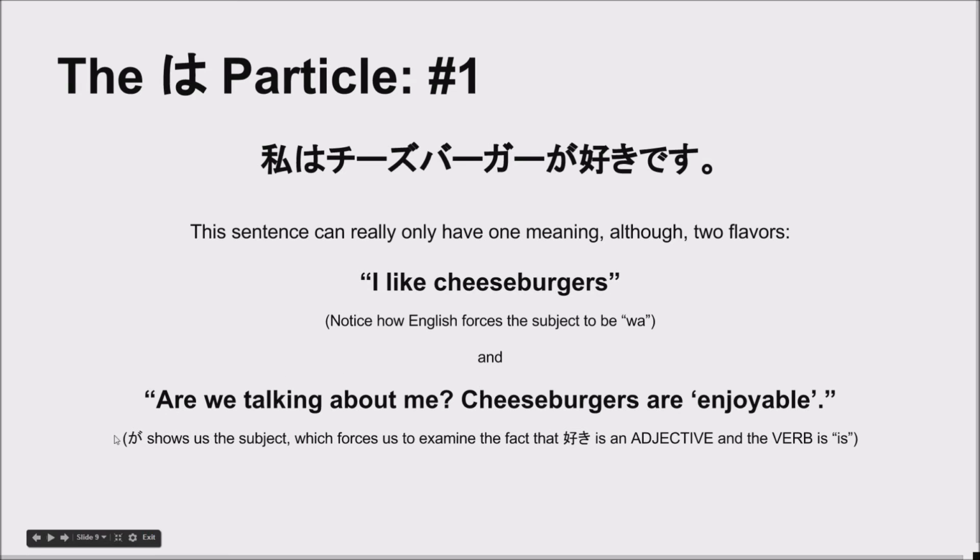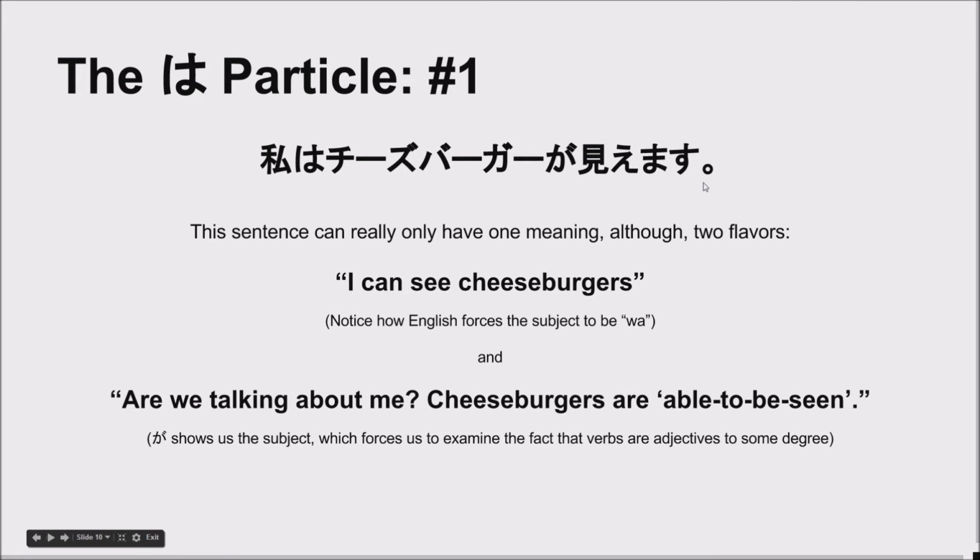Anyway, I'm getting off topic. Ga shows us the subject, which is cheeseburger, and this forces us to examine the fact that suki is an adjective and the verb is desu. So cheeseburgers is like, having, feeling, emotion. To what does this sentence apply? It applies to watashi, me. Tricky sentence. It's actually a mind-numbingly easy sentence to translate. It's just that, can you see how different the grammar is? Japanese expresses ideas differently than English does.